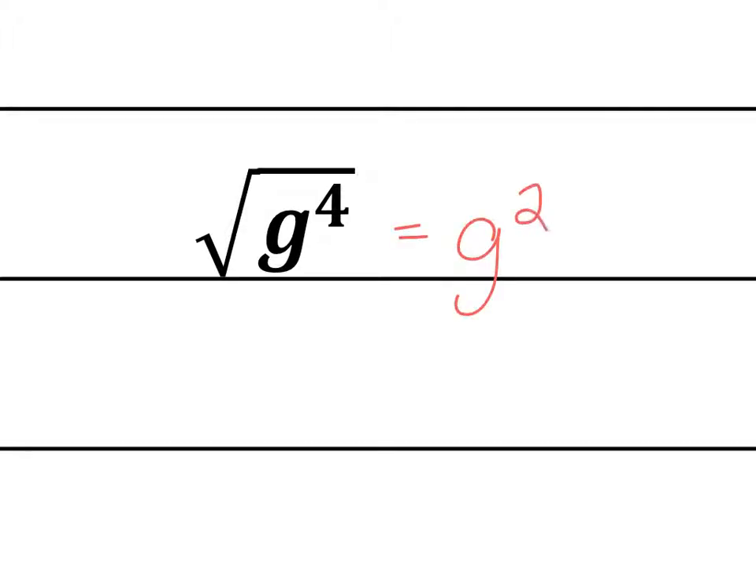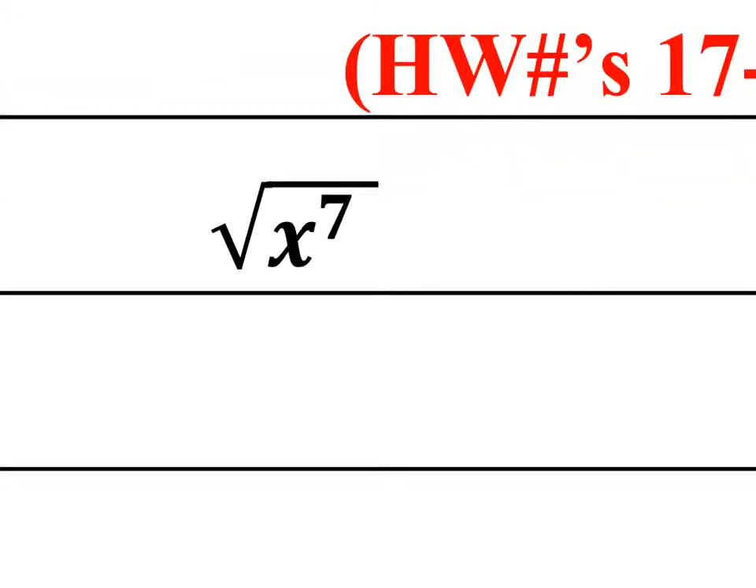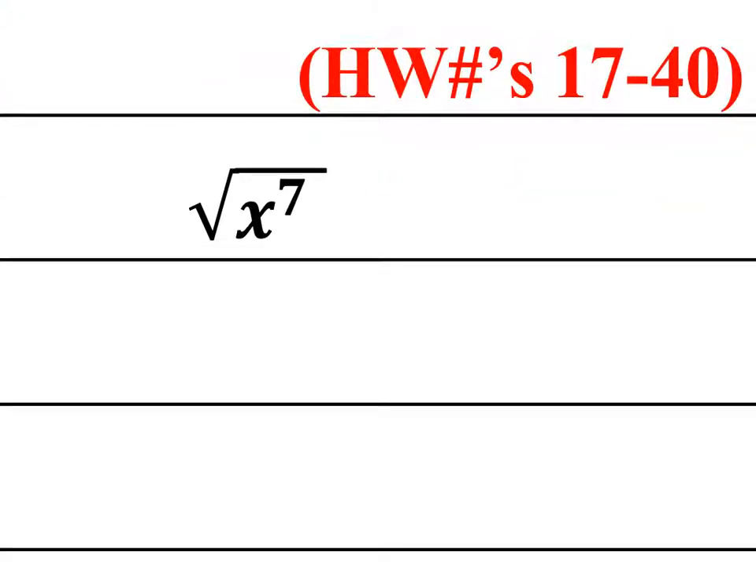G to the 2nd. Okay. Now this is what I'm talking about. X to the 7th is an odd number. And I'll be like, I can't do it. And then just move on.